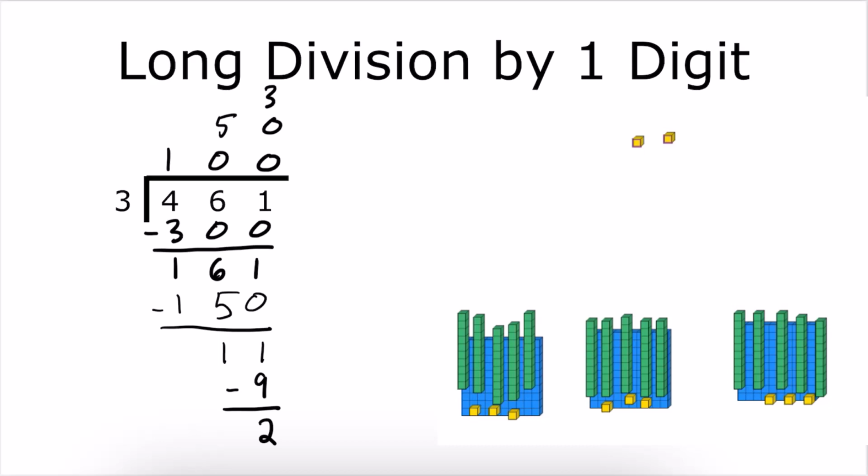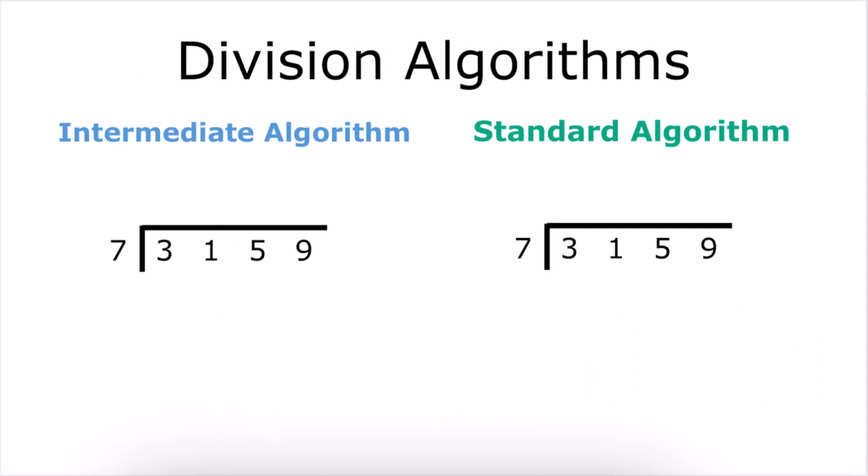Our answer would be all of the place values in the groups added together. So we have 100 plus 5 tens plus 3 ones, and that gives us 153, and then we have a remainder of 2. And that's how we would show long division by 1 digit. The algorithm that I just showed you is called the intermediate algorithm. You might have noticed that usually when we do long division, we don't have a bunch of different numbers in our answer spot.